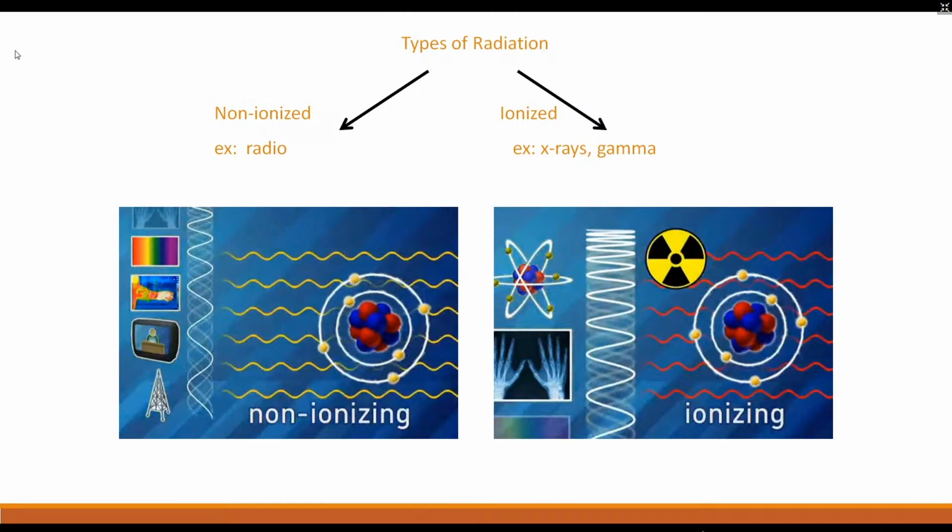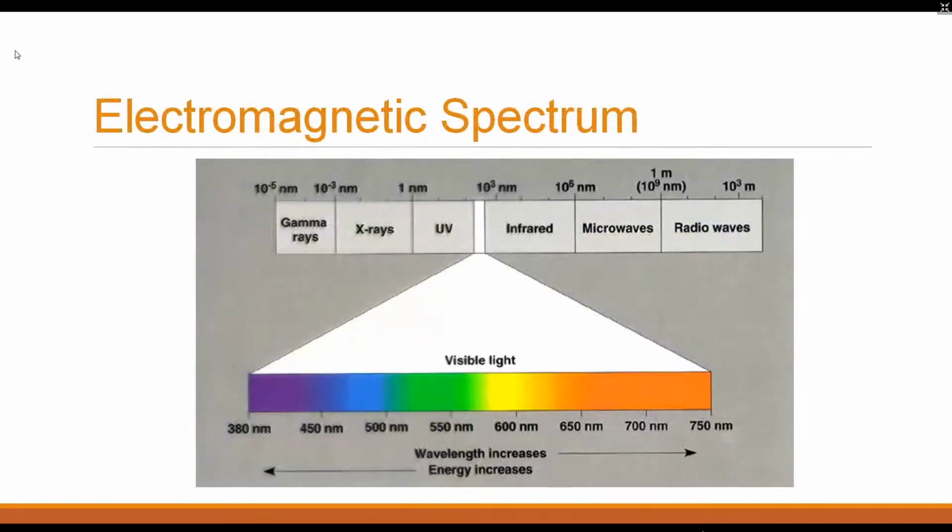In today's webinar, we mainly focus on ionizing radiation, the application of X-rays and gamma rays. If you look at the electromagnetic spectrum, as the wavelength decreases, the energy increases. X-rays have a wavelength of about 10 to the minus 3 nanometers, and gamma rays go beyond, somewhere around 10 to the minus 5 nanometers. Radio waves and microwaves have a longer wavelength, but much lower energy compared to X-rays and gamma rays.